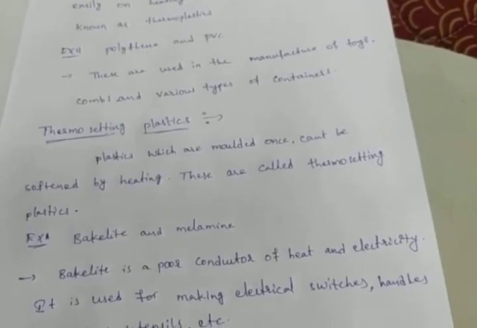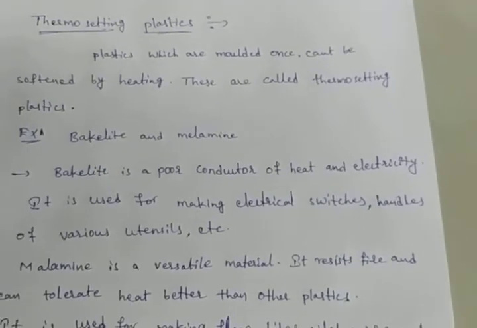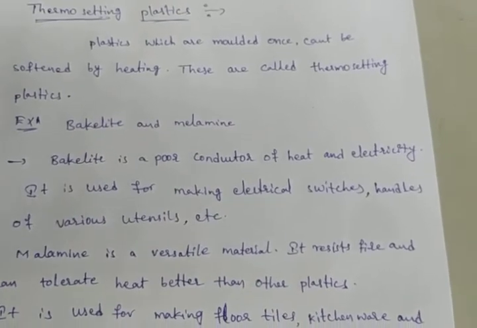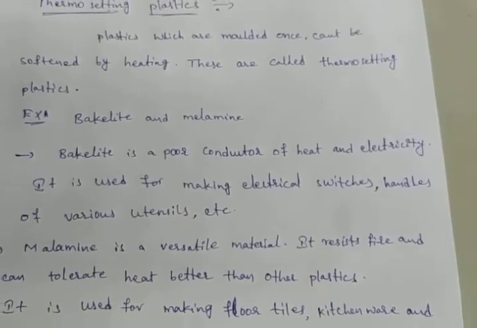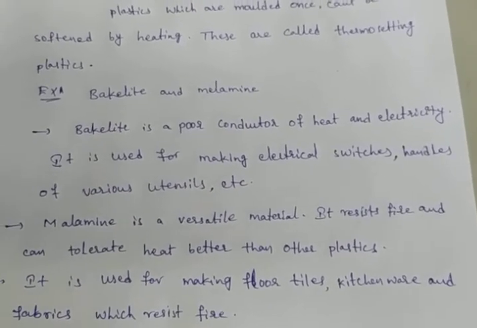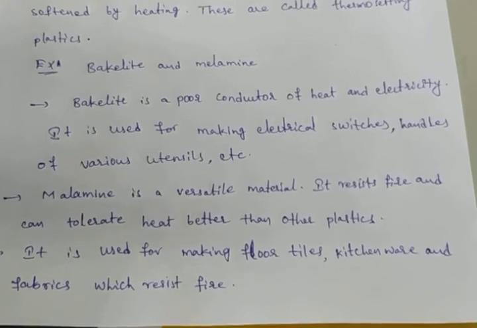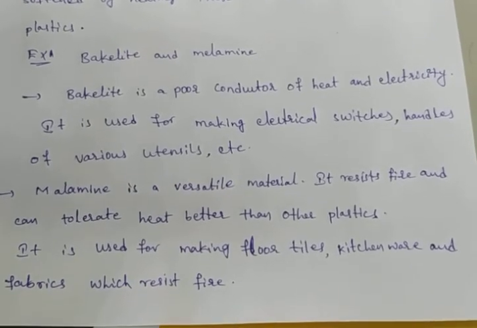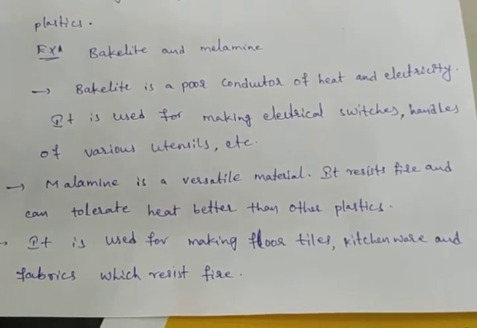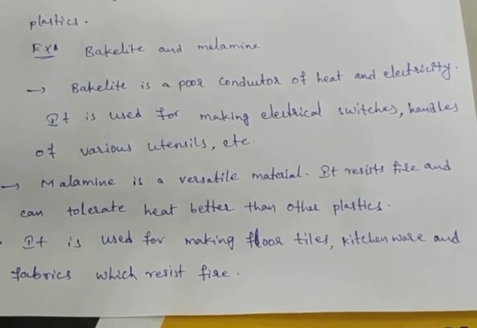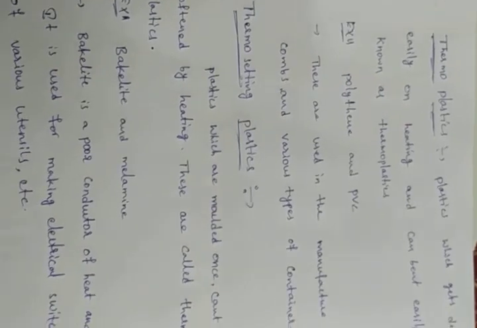See, thermosetting plastics: plastics which are molded once cannot be softened by heating. These are called thermosetting plastics. Bakelite and melamine are examples of thermosetting plastics. Bakelite is a poor conductor of heat and electricity. It is used for making electrical switches, handles of various utensils. Melamine is a versatile material. It resists fire and can tolerate heat better than other plastics. It is used for making floor tiles, kitchenware and fabrics which resist fire. Okay, different thermoplastics are there, different thermosetting plastics are there. This is about thermoplastics and thermosetting plastics.